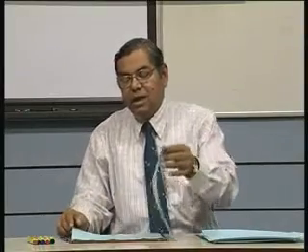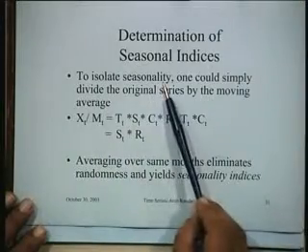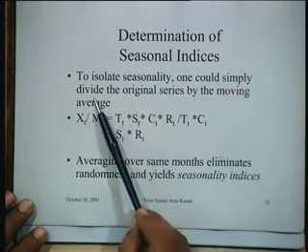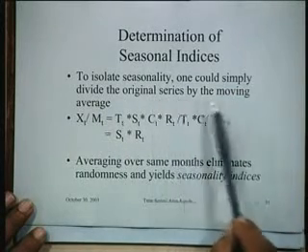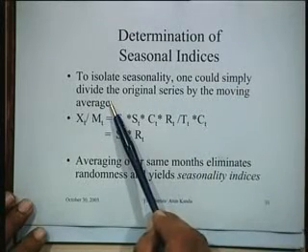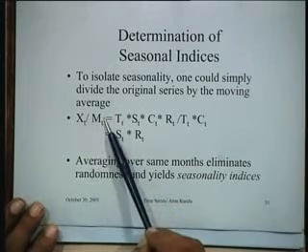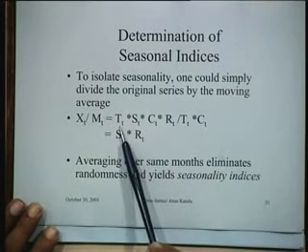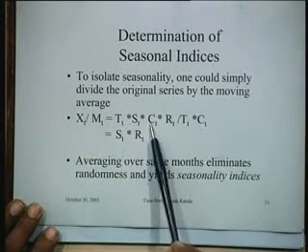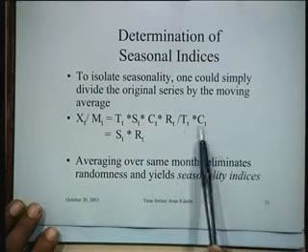What remains is how exactly do you determine the so-called seasonality factor or the seasonality indices in this particular situation. So to isolate seasonality, one could simply divide the original series by the moving average, because the moving average is an average and everything will be above or below it. So this ratio Xt by Mt will be nothing but, this is Xt, the whole thing, Tt, St, Ct, Rt, divided by Mt, which is Tt, Ct.